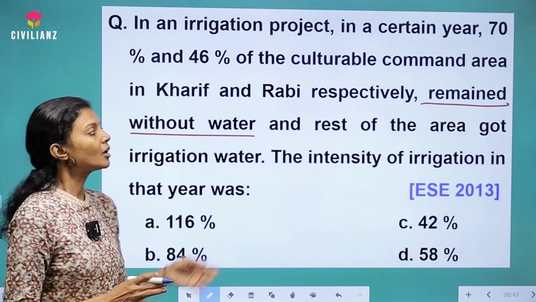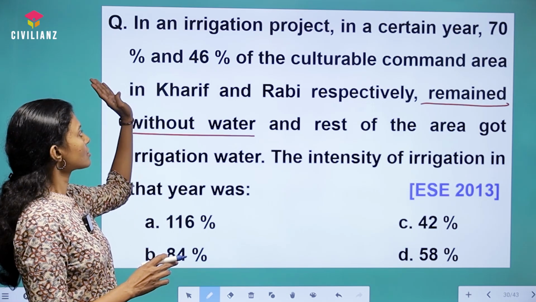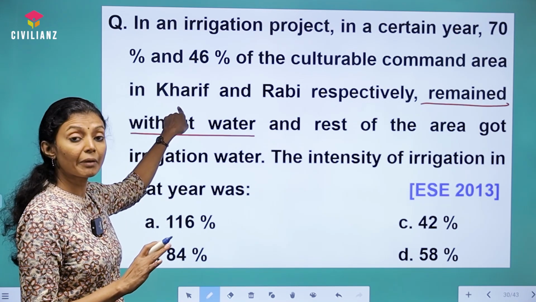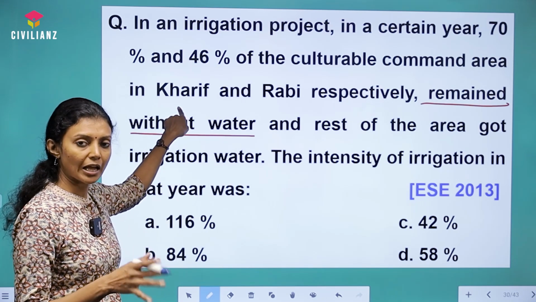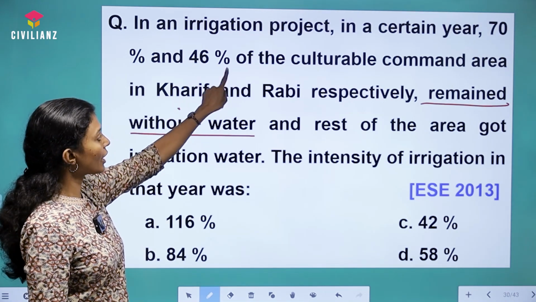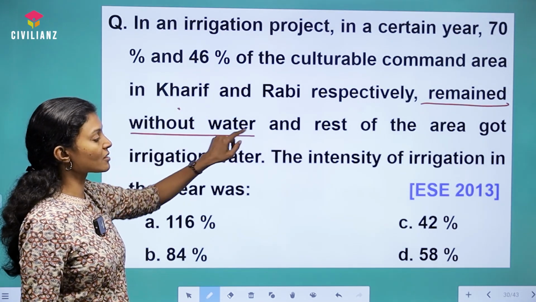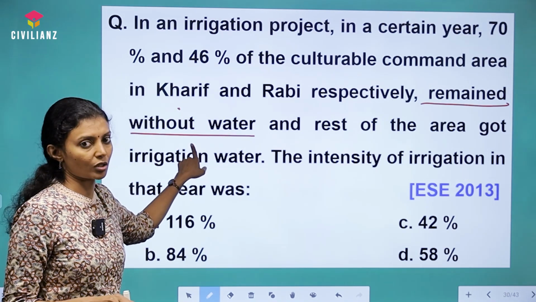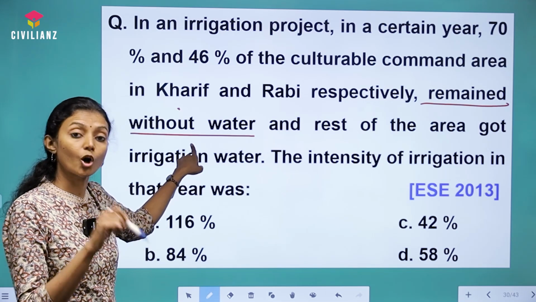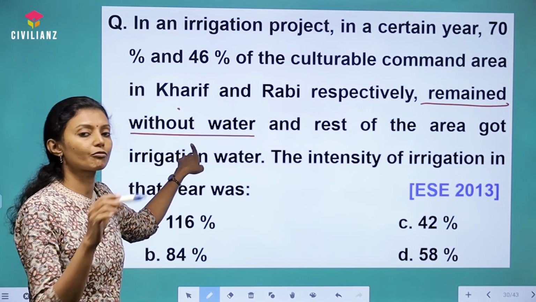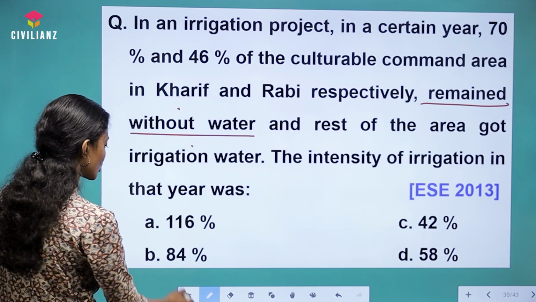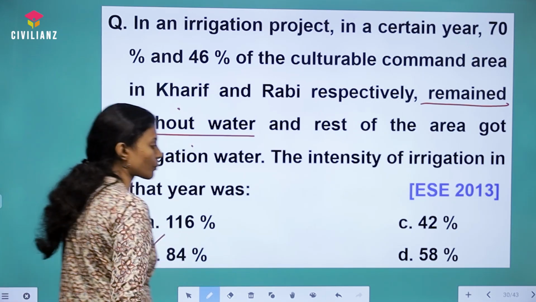Actually, it is very simple because you are told that 70% of area of Kharif remained without water. That means 30% of area got water. And for Rabi, 46% remained without water. Again, it means 54% got water or you irrigated 54%. So what would be the intensity? 30 plus 54 is equal to 84%.